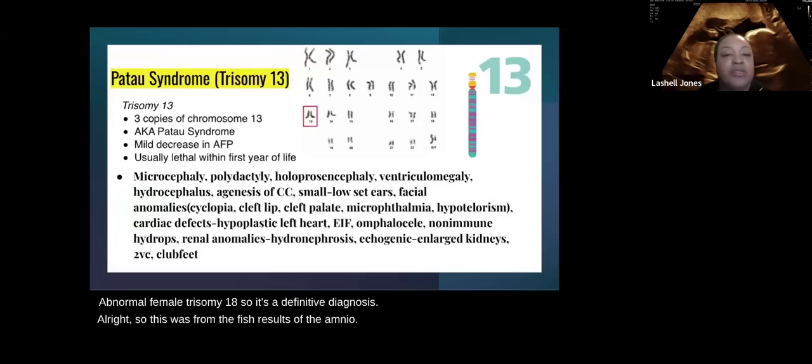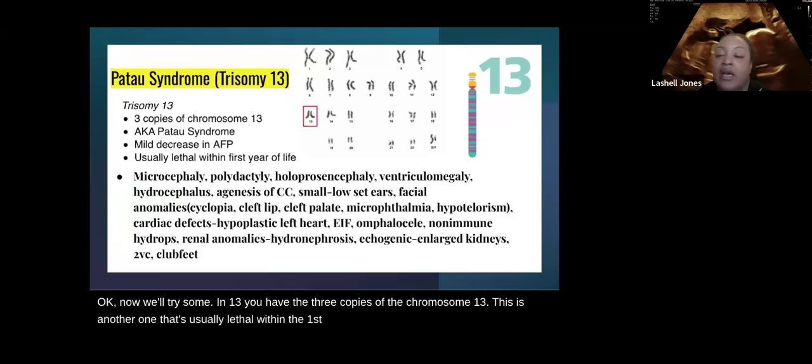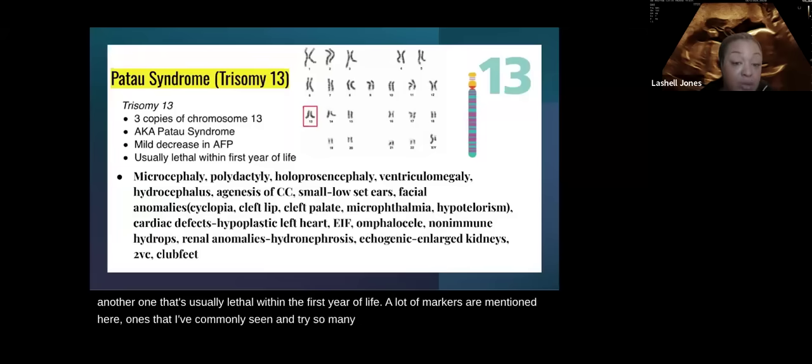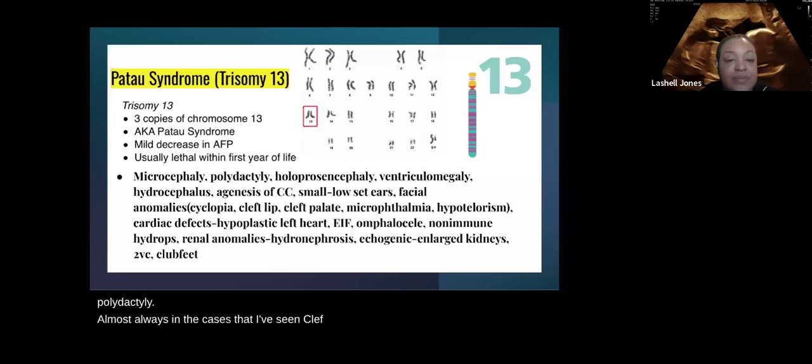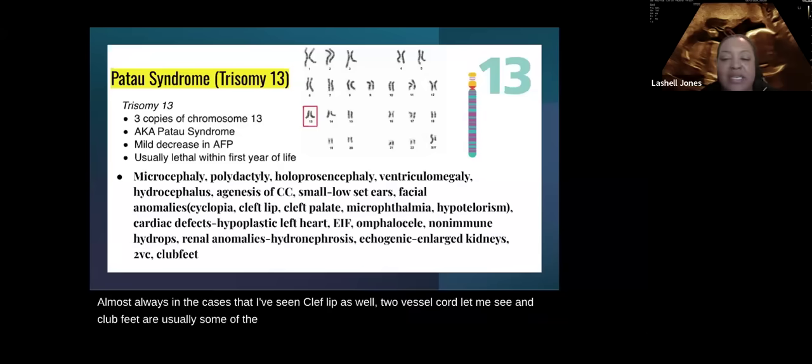Now with trisomy 13, you have 3 copies of chromosome 13. This is another one that's usually lethal within the first year of life. A lot of markers are mentioned here. Ones that I've commonly seen in trisomy 13 are microcephaly, polydactyly, holoprosencephaly almost always in the cases that I've seen, cleft lip as well, two vessel cord, and club feet. These are some of the common markers that I've seen personally with trisomy 13.